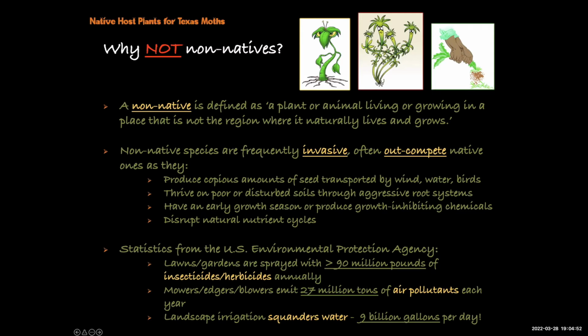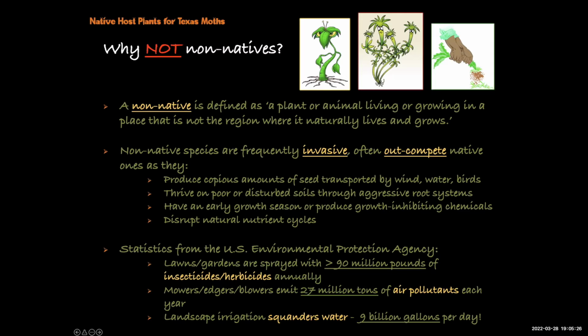Many of them produce copious amounts of seed, and that seed is transported quickly by water, wind, and birds. Many of them thrive on poor or disturbed soils. Many of them have aggressive root systems. Some will even leaf out earlier in the season and last longer later in the year, or even produce growth inhibiting chemicals that prevent other native species from growing. And as I mentioned, they disrupt the natural nutrient cycles when they replace other native plants.